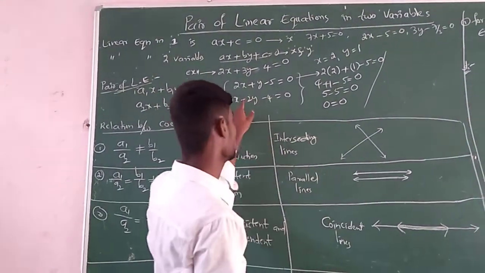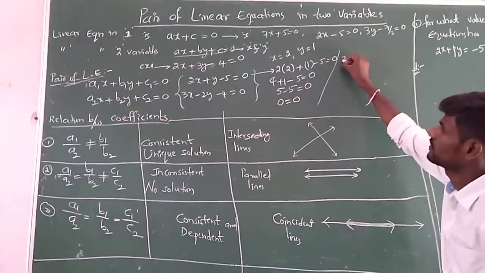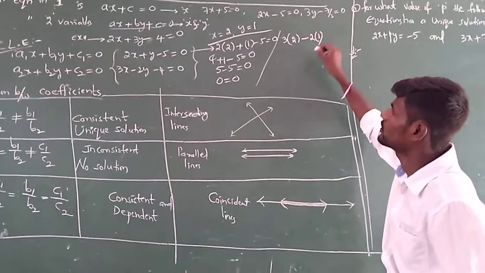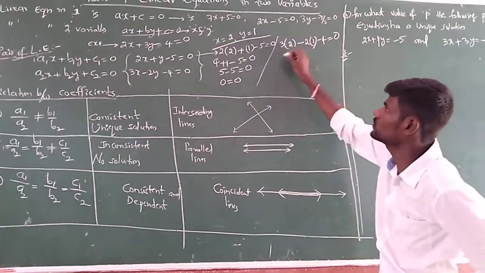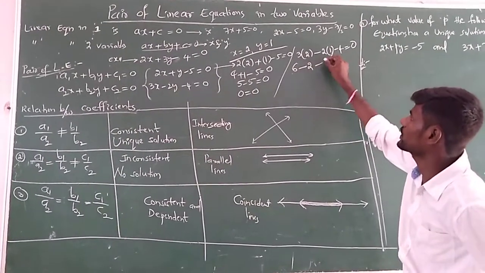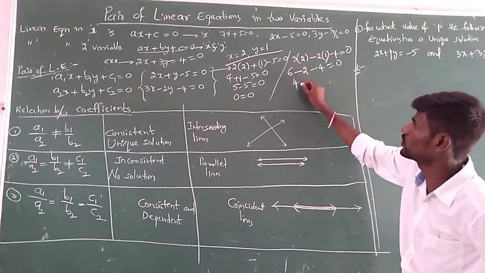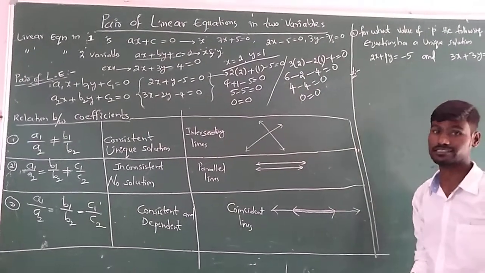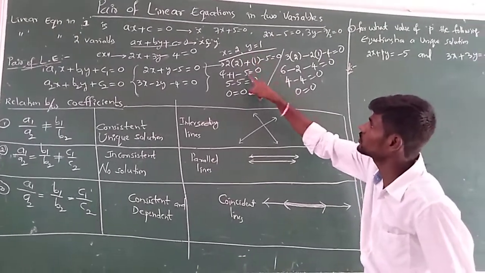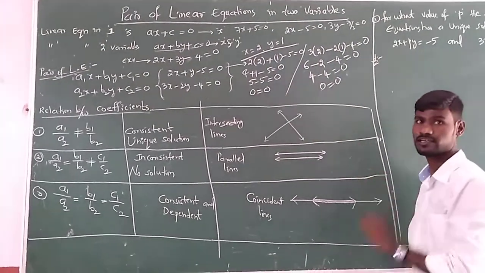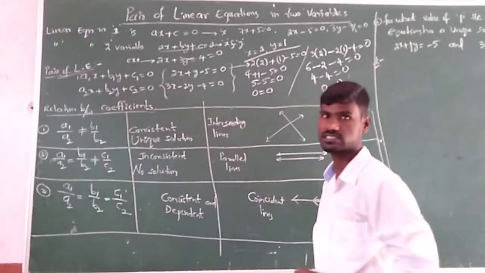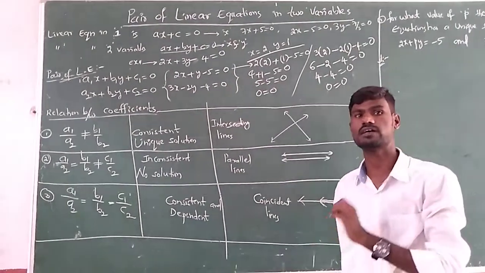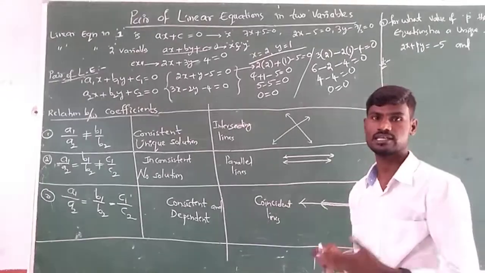Now consider the second equation. 3x, with the x value we are taking as 2, 3 of 2 minus 2y, with y as 1, minus 4 equals 0. 3 twos are 6, minus 2, minus 4 equals 0. 6 minus 2, 4, minus 4 equals 0. 4 minus 4, 0 equal to 0. Satisfied or not? Yes. It means that for the same x and y, both equations are satisfied. Nothing but they are said to be a pair of linear equations in two variables. Such types of linear equations are said to be a pair of linear equations.